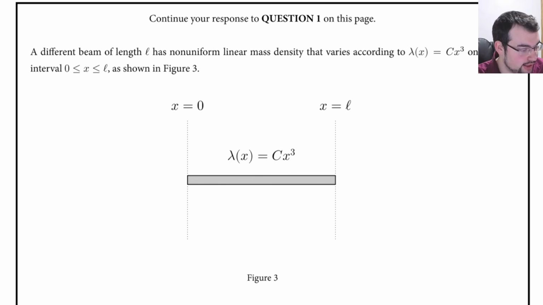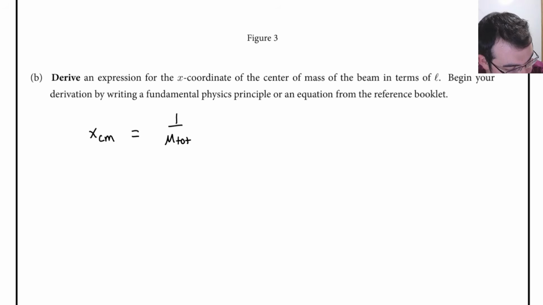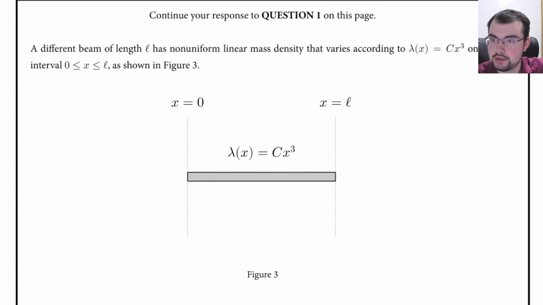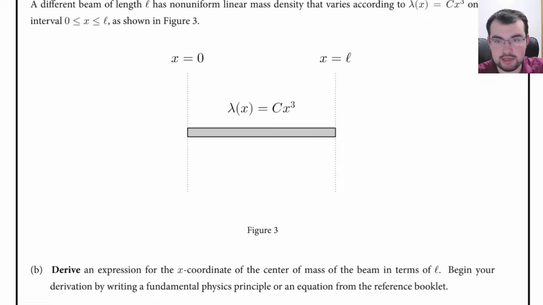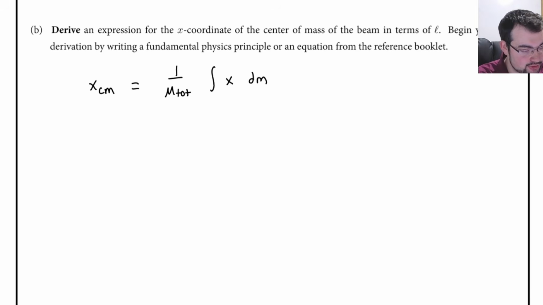Of course, there's really only one formula for center of mass: x center of mass equals 1 over the total mass times the integral of x dm. And once again, we're only allowed to use L. It's a different beam, so I can't just say this is capital M. So let's figure out what M total is first.